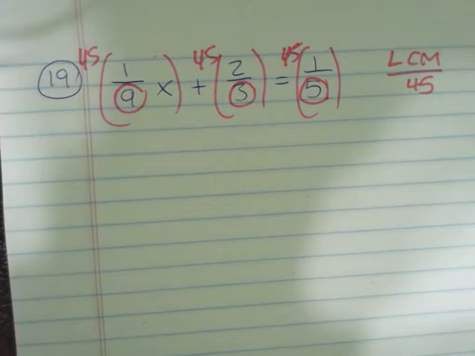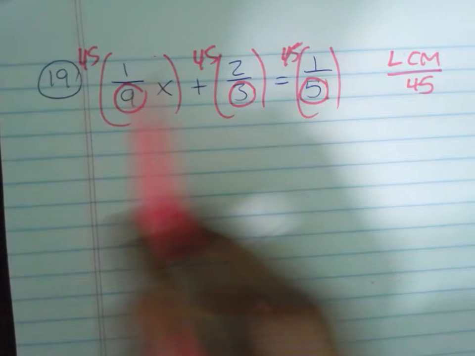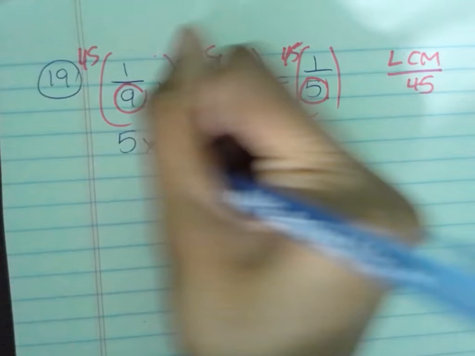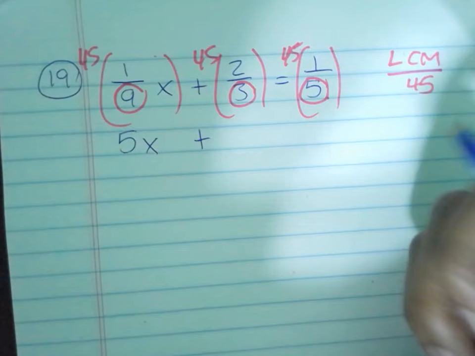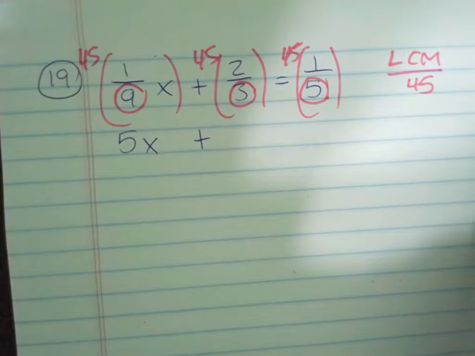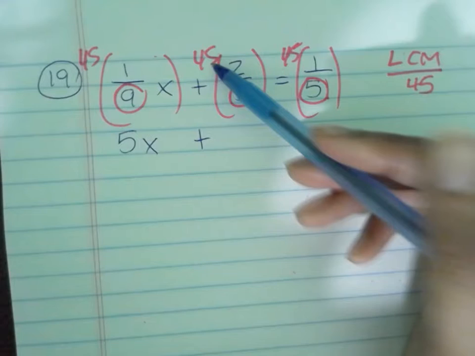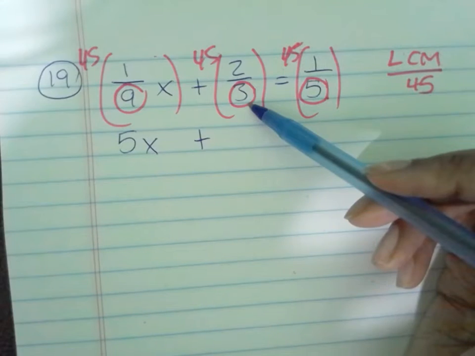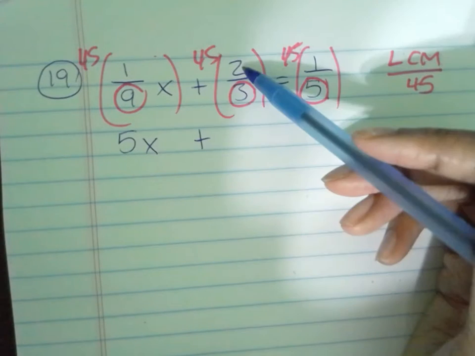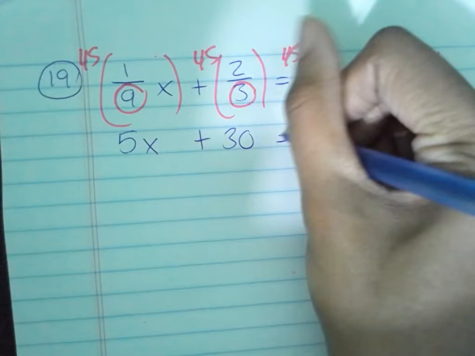All right, 45 divided by 9 is 5. 5 times 1 is 5x. Again, you can just do 45 times 1 is 45. 45 divided by 9 is 5. Same idea, but again, I just like to divide and multiply because I can. 45 divided by 3 is 15. And then 15 times 2 is 30. 45 divided by 5 is 9. 9 times 1 is 9.